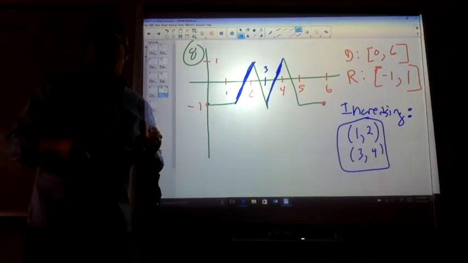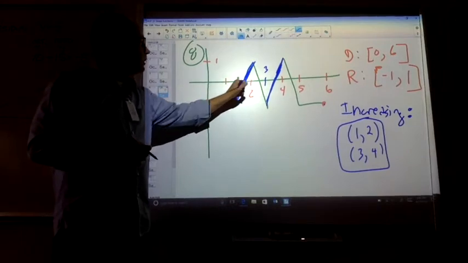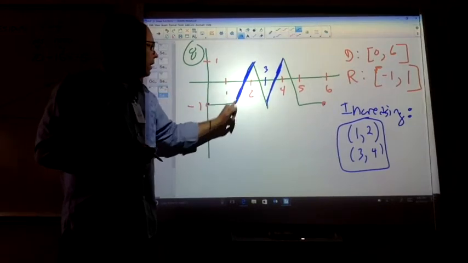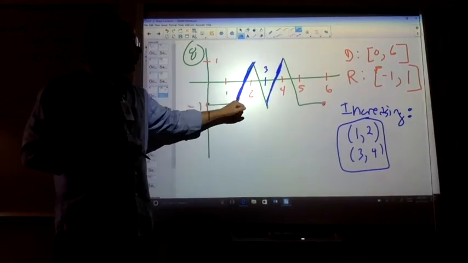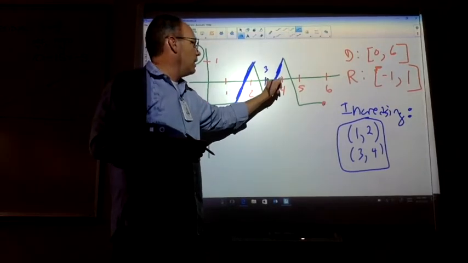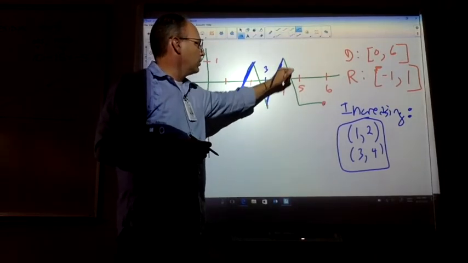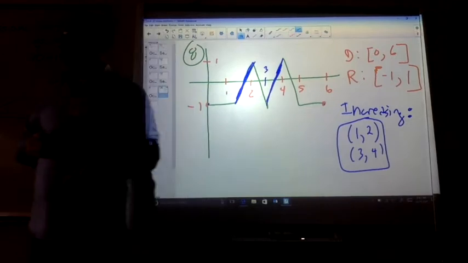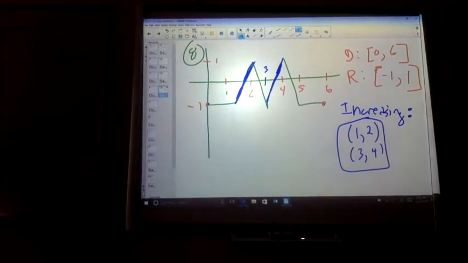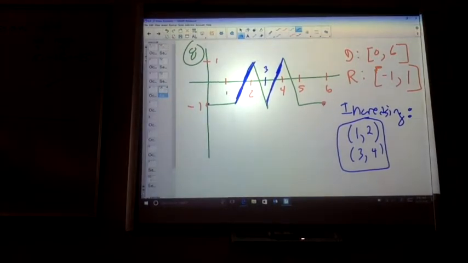That is interval notation. So it says from the number 1 to the number 2, if I go right here, I have a line that would be increasing. And then from the number 3 to the number 4, I have a line that's increasing. Okay, my graph increases. Again, increasing means you'd have a positive slope. And then where is the graph positive?